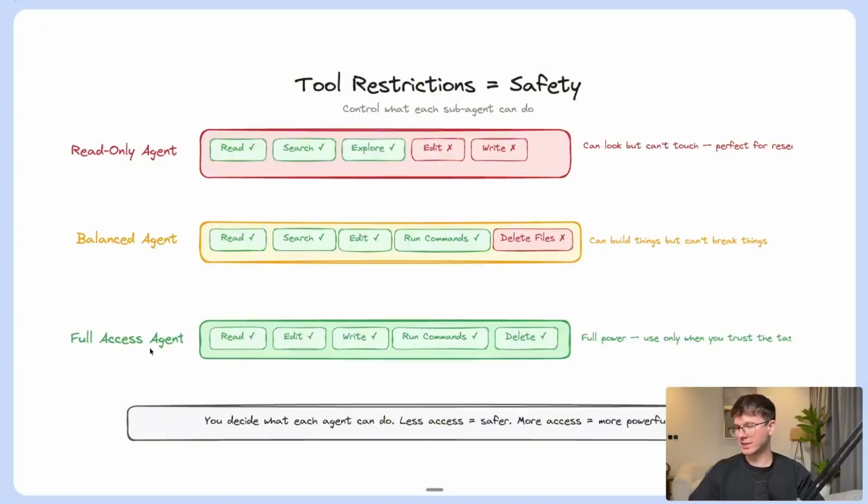And then we have the full access agent. It can read, edit, write. So full power, you only use this when you really trust the task that you're doing. Typically, it's for tasks that are easy, that don't require a lot of brain power, that are very, very structured. You have a step-by-step, it's done in this way, and it can be done pretty fast.